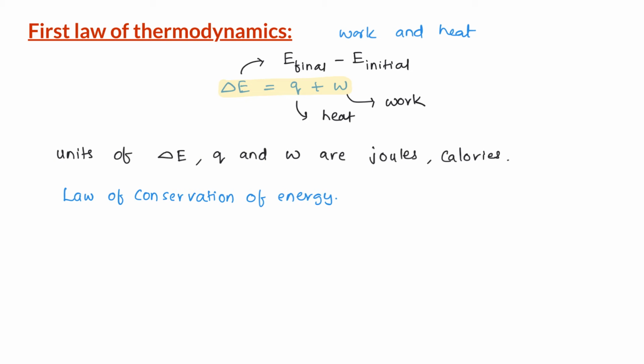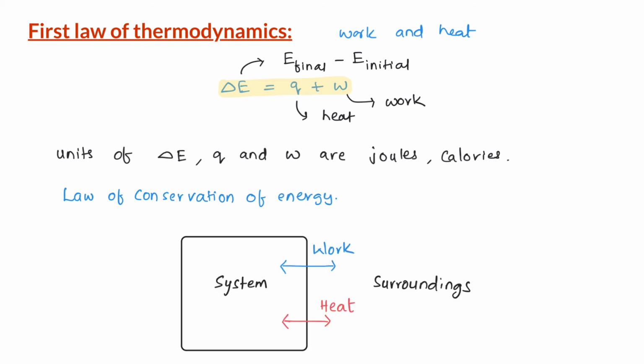When the internal energy of the system is lost, it is transferred to the surroundings in the form of heat or work, or some combination of heat and work. The internal energy lost by the system is exactly equal to the internal energy gained by the surroundings. That is, delta E of the system is equal to minus delta E of the surroundings.